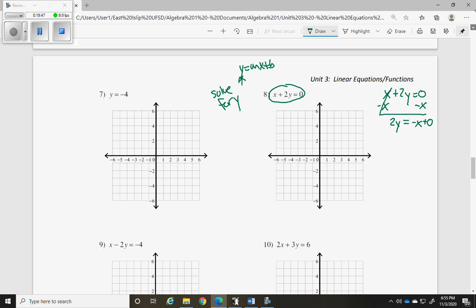Now y is not all the way by itself yet. I have to divide by 2. Remember, whatever you do to one side you do to the whole other side, a big giant division sign. Whenever you're dividing both sides, you have to make sure you divide the whole side. So what we learned in Unit 1 in our polynomial unit is that this denominator divides into both pieces of the numerator. I can write it as negative x over 2 plus 0 over 2. Now this can be simplified even further.